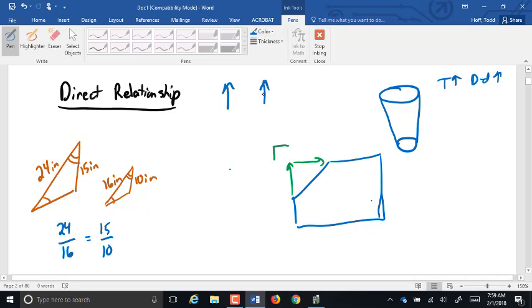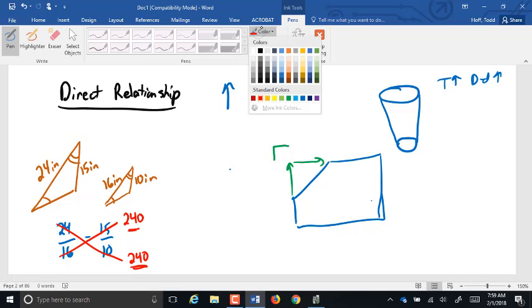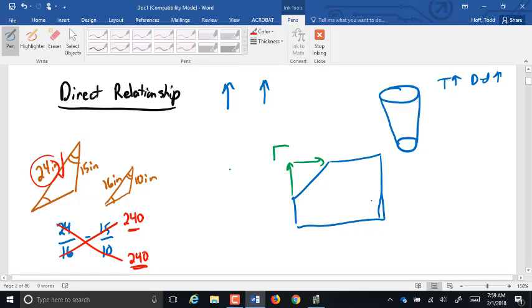How could we double check it? Well, what's 16 times 15? 240. What's 24 times 10? 240. Those numbers better be equal for those ratios to be equal. Again, that is a direct relationship. This number got smaller to become 16. This number also has to get smaller and it'll become 10.